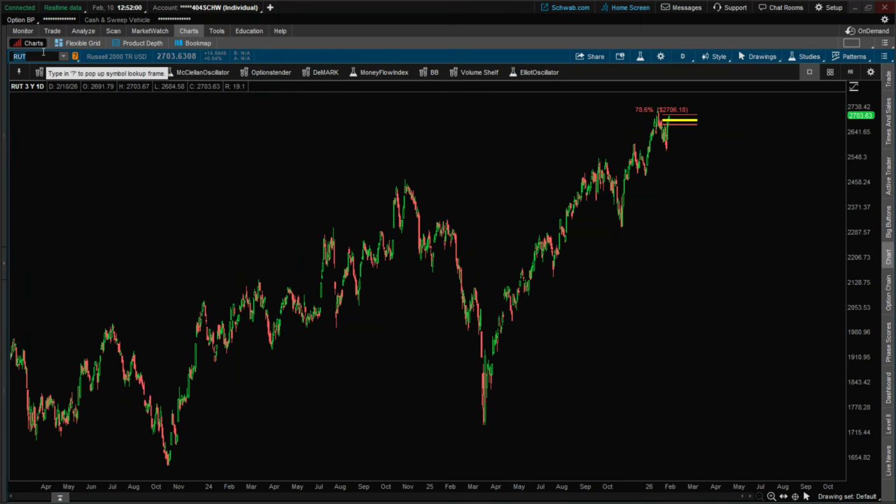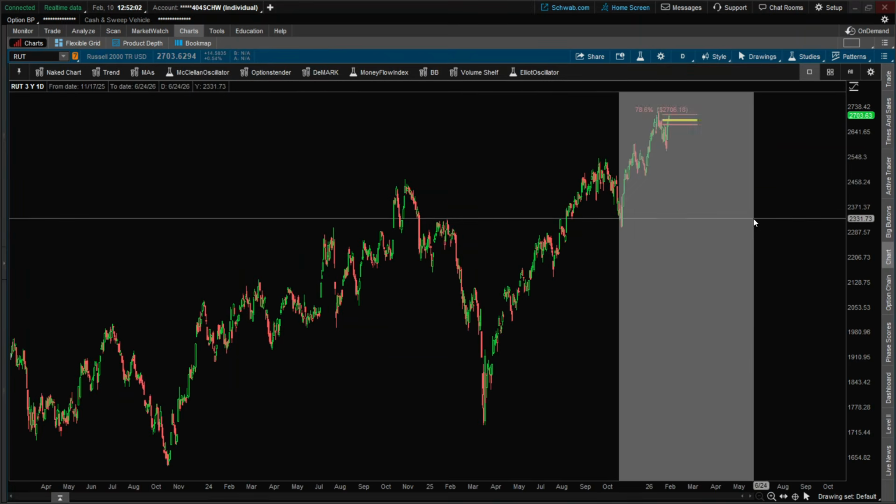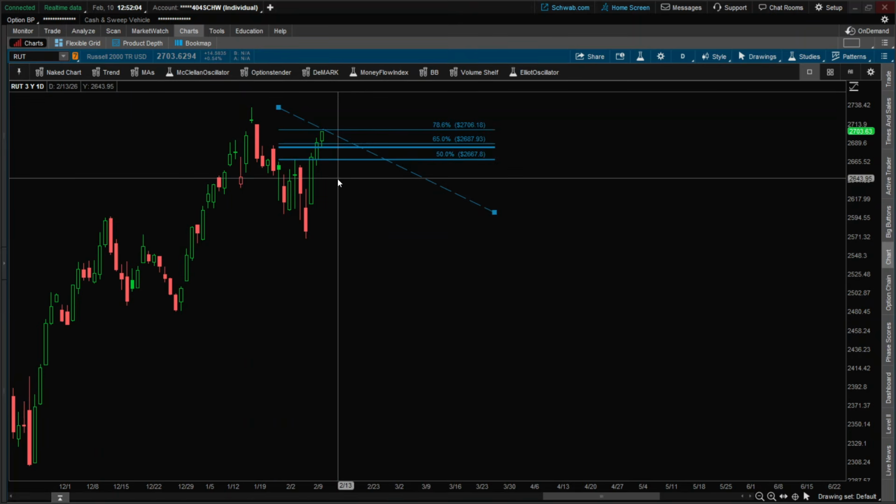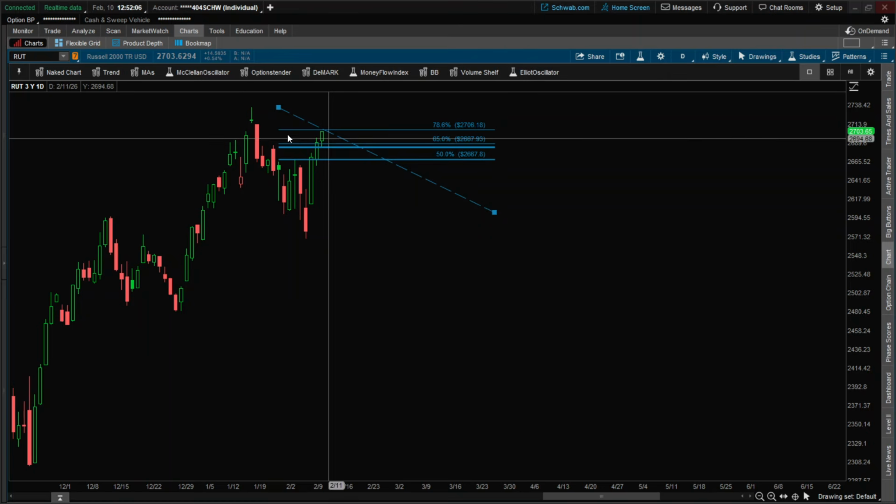And RUT getting up into the 786 retracement right now. So coming into resistance once again.